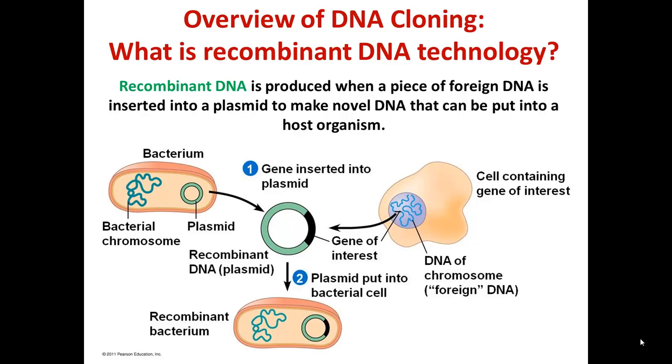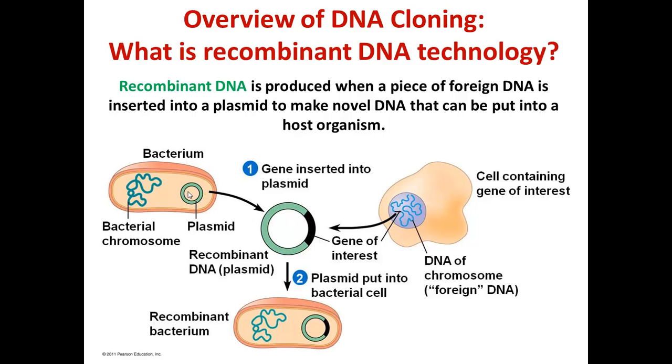So first, if we're going to talk about recombinant DNA technology, we first need to understand what recombinant DNA is. Recombinant DNA is produced when a piece of foreign DNA is spliced together with another piece of DNA, such as this plasmid we can see here from this bacterium, to make novel DNA that can be put into a host organism. So basically we've recombined DNA from different organisms into a novel piece of DNA.